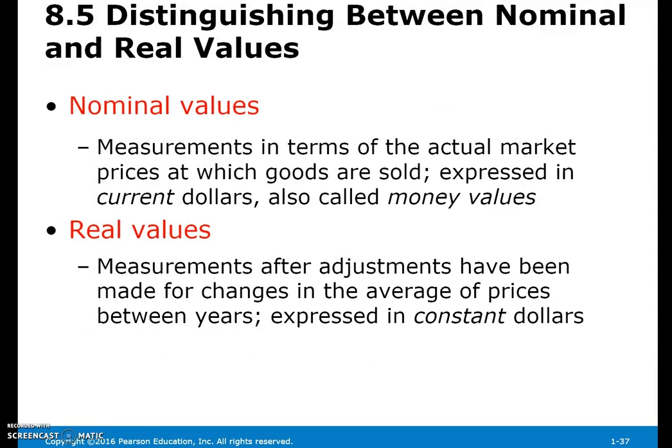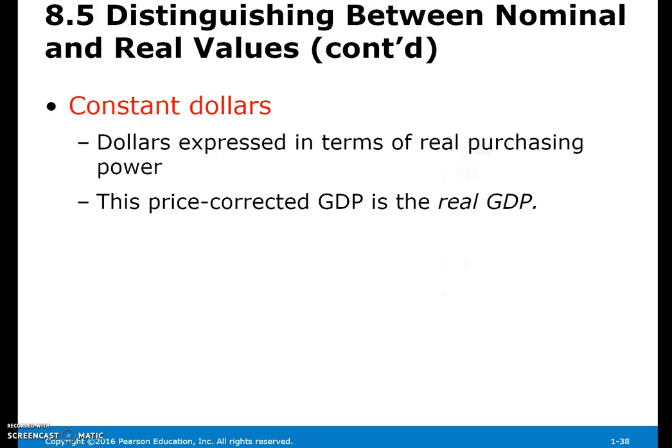So nominal values. We want to distinguish between real and nominal values, and it's an important distinction. Nominal values are measurements in terms of the actual market prices at which goods are sold. They're expressed in current dollars or money values. Real values are measurements after adjustments have been made for changes in the average of prices between years, and it's expressed in some constant dollars. So what's a constant dollar, right? Constant dollars are dollars expressed in terms of real purchasing power. This is price-corrected GDP, right? This is the real GDP.